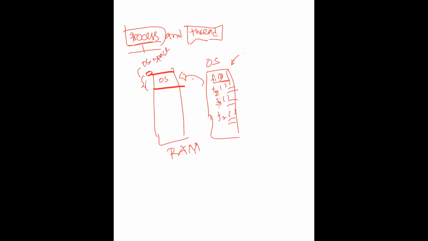The rest of our computer's memory we can allocate for different processes. Let's say P1, P2, P3, and so on up to Pn. This space is called user space. Here is our process. The process means the program you want to run.